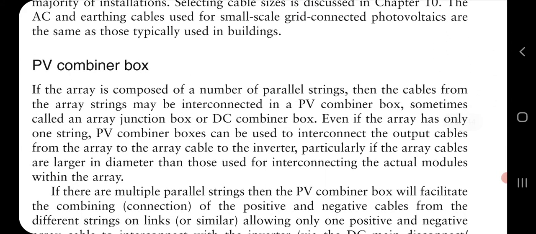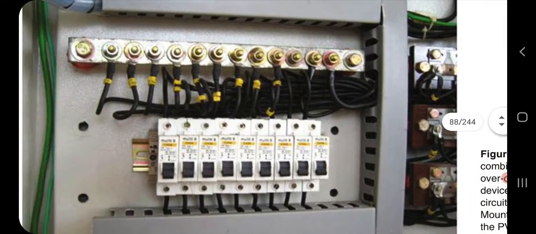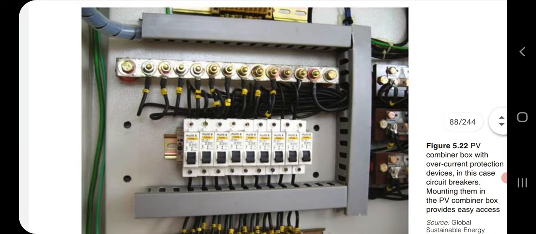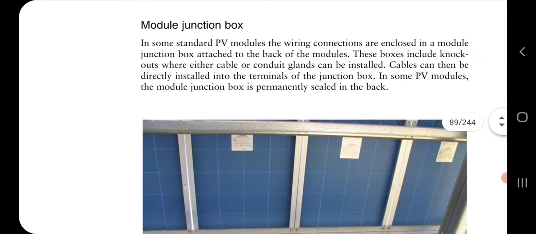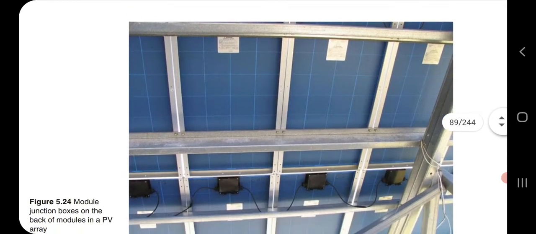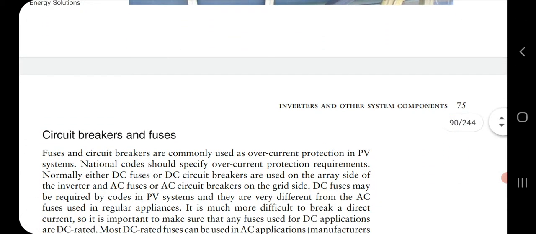PV combiner box. This is called a PV combiner box. See, this is a box, a PV combiner box, like this. It is a PV combiner box showing the string fusion provision. So this is a box which is used. Another is the module junction box. This is the back side, the module junction box, the back of the module, which is connected in this one.